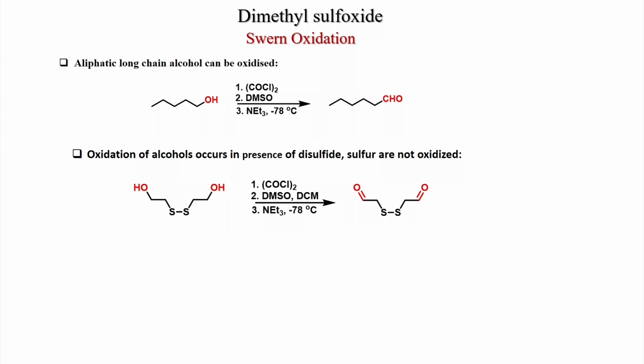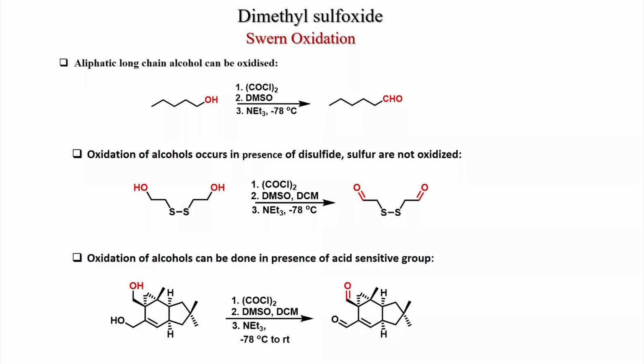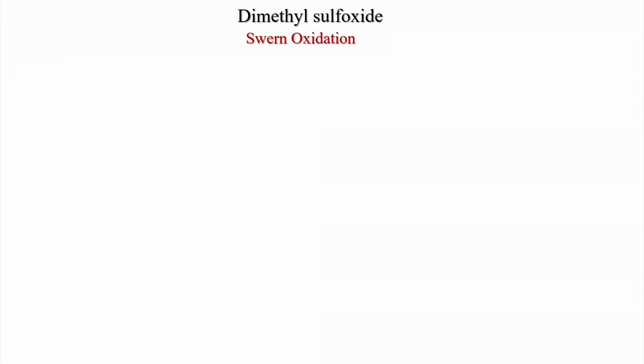Also in the presence of a disulfide, which is prone to oxidation. We know sulfide bonds can be cleaved, and they can also get oxidized to the sulfoxide, but under Swern conditions this group is intact and selectively the alcohol group is oxidized to the aldehyde. Also other acid sensitive groups, like a cyclopropene ring or a double bond, under this condition this structure is selectively converted to the dialdehyde without breaking these motifs.